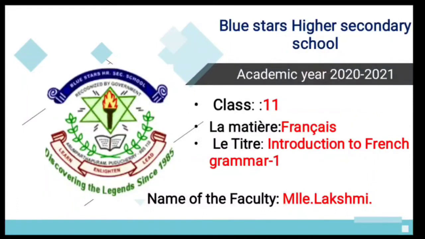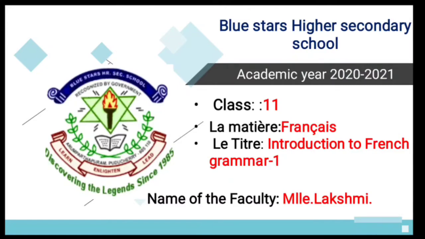Good morning to all, and today we are going to learn about Introduction to French Grammar Part 1. So, what was our last video? It was all about les alphabet, that is the alphabet: 20 consonants and 6 vowels. And second, le signe orthographique, that is the orthographic sign, it is called accents.